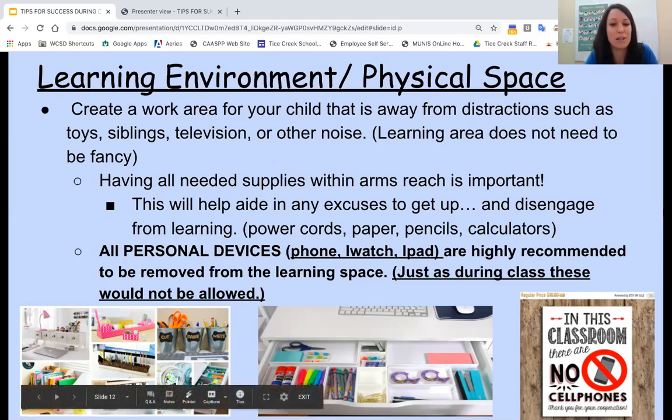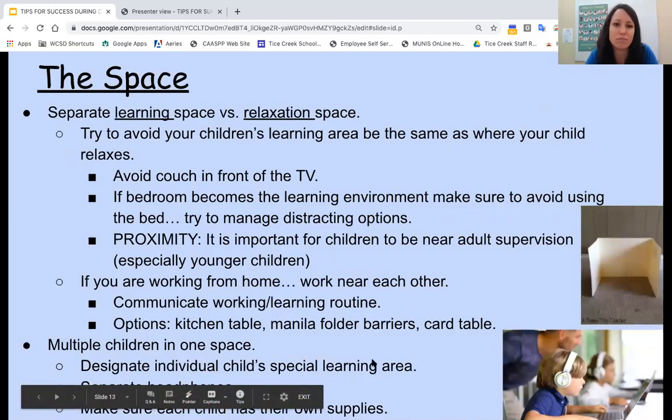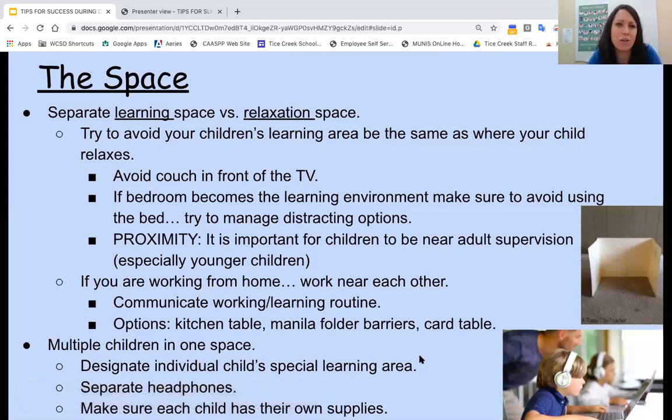So I would recommend that to help with distractions. Next slide, please. Okay, the space. So this is something that I think is a great idea that I hadn't thought about until recently, is the difference between a learning space versus a relaxation space.